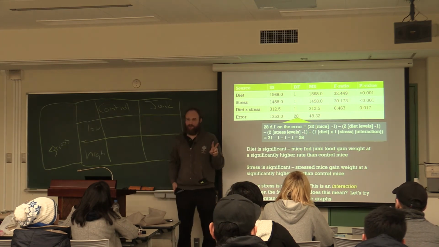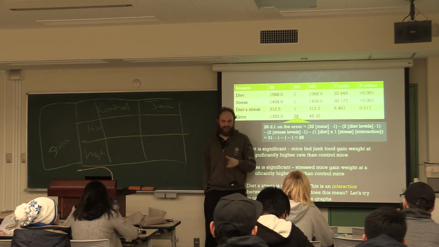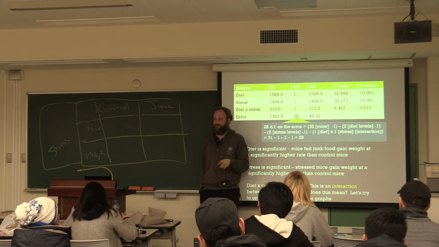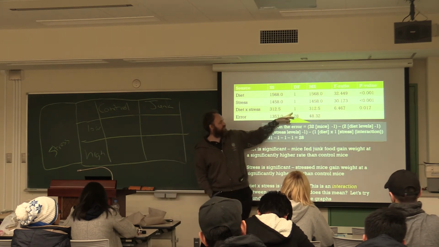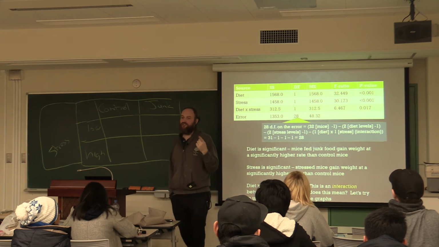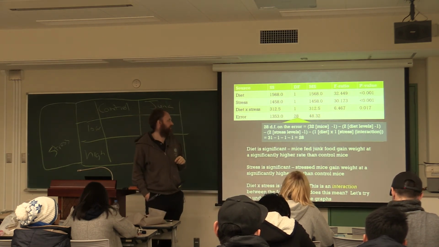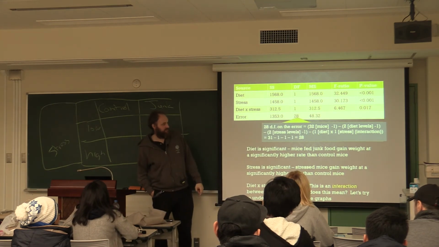2, right? 2 minus 1 is? 1, yes, okay. Stress, how many stress levels did we have? 2, right? 2 minus 1 is? 1, okay. We're going to take 1 degree of freedom for the interaction. We've got 1 interaction here, right? So we're just going to take 1 degree of freedom for that. And then our error is going to be 28, okay?